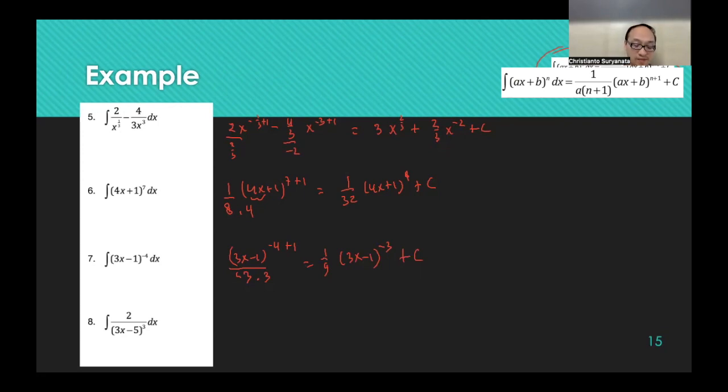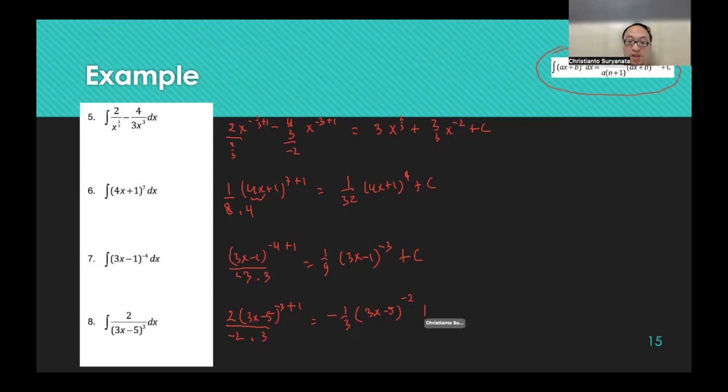Number 8, it's 2, (3x minus 5) to the power of negative 3. So plus 1, divided by negative 2, the new power. And then the derivative of 3x minus 5 is 3. So it's negative 1 over 3, (3x minus 5) to the power of negative 2 plus c.